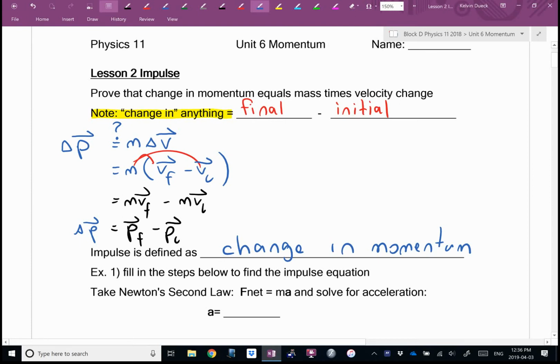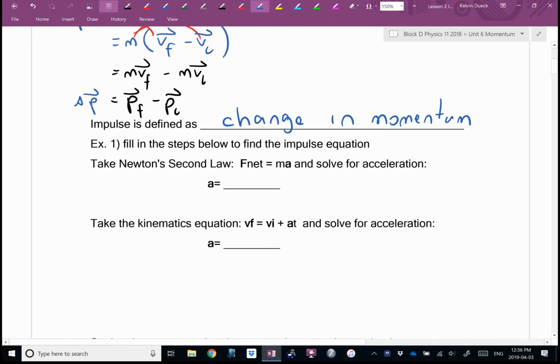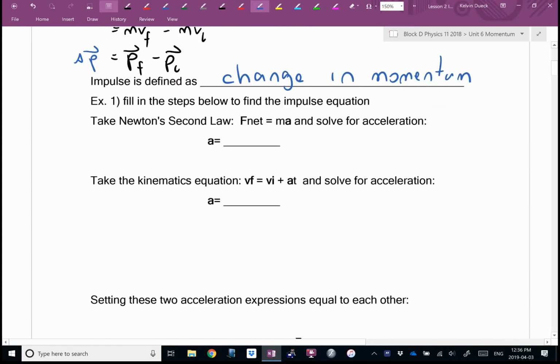There's another way to calculate it. This is the actual impulse equation. It says, fill in the steps below to find the impulse equation. We're going to start with Newton's second law, F equals ma, and we're going to get the a by itself. If F equals ma, what does a equal? Then we're going to take Vf equals Vi plus at and get the a by itself. Ooh, that was from before Christmas. But we can do that.